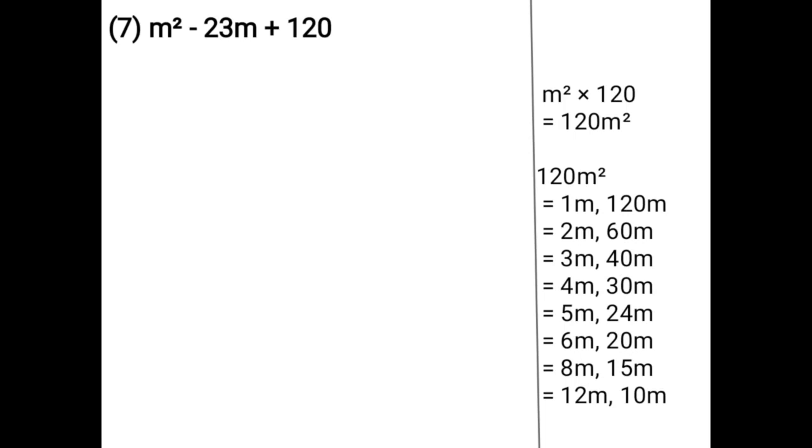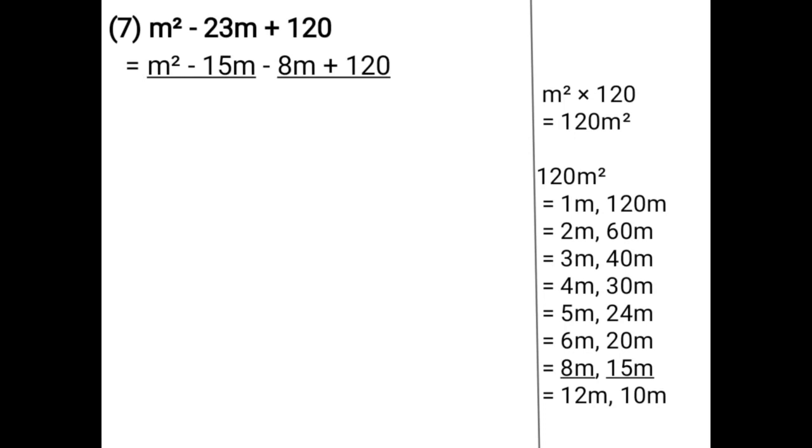Correct factors of 120m square are 8m and 15m to get the expansion form of the middle term minus 23m. Now I will begin the sum. First you have to write first term as it is, that is equal to m square. You have to write both the negative numbers, that is minus 15m minus 8m. Then third term you have to write as it is, plus 120. You have to underline and make the groups. First term and second term in one group, third term and fourth term in other group.